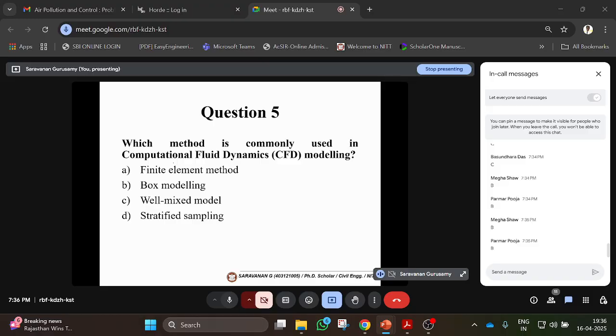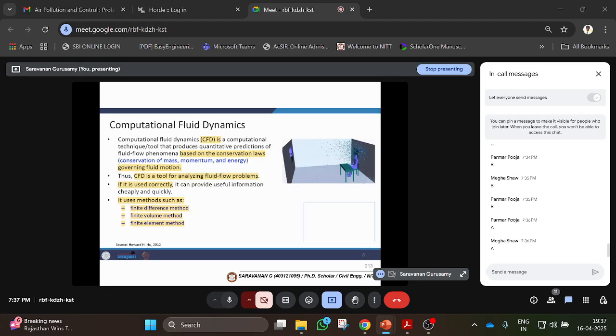Which method is commonly used in computational fluid dynamics, CFD modeling? Finite element method, box modeling, well-mixed modeling, or stratified modeling? It's a computational approach based on the finite element method. Gas is considered a fluid, so the movement of fluid can be designed or coded with CFD.